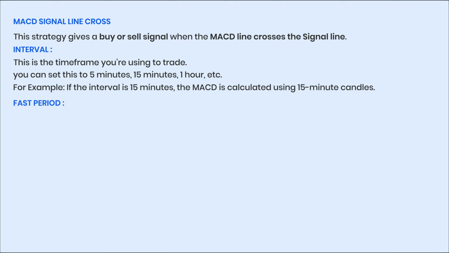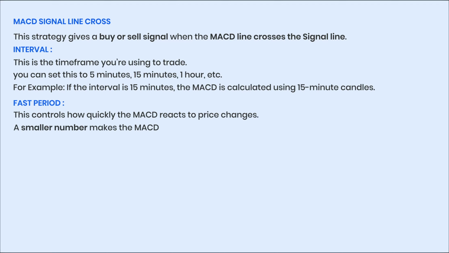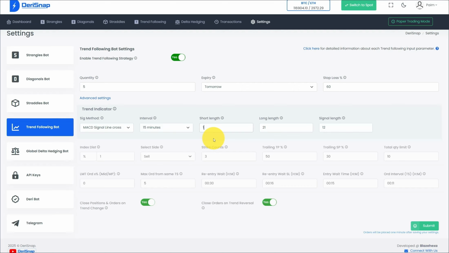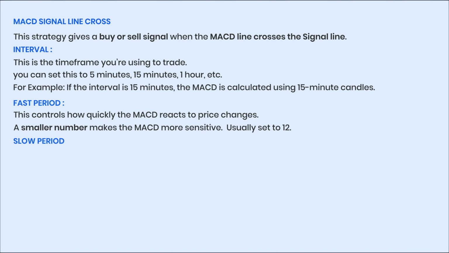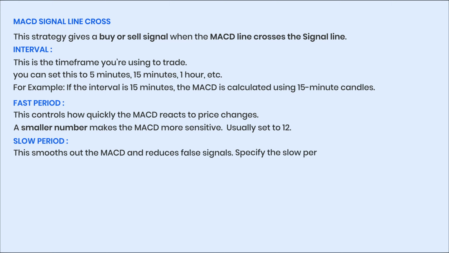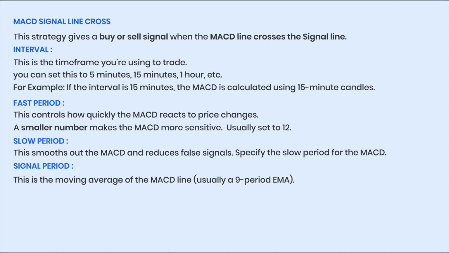Fast period. This controls how quickly the MACD reacts to price changes. A smaller number makes the MACD more sensitive. Usually set to 12. Slow period. This smooths out the MACD and reduces false signals. Specify the slow period for the MACD. Signal period. This is the moving average of the MACD line, usually a 9-period EMA. Used to trigger buy, sell signals when crossed by the MACD line.